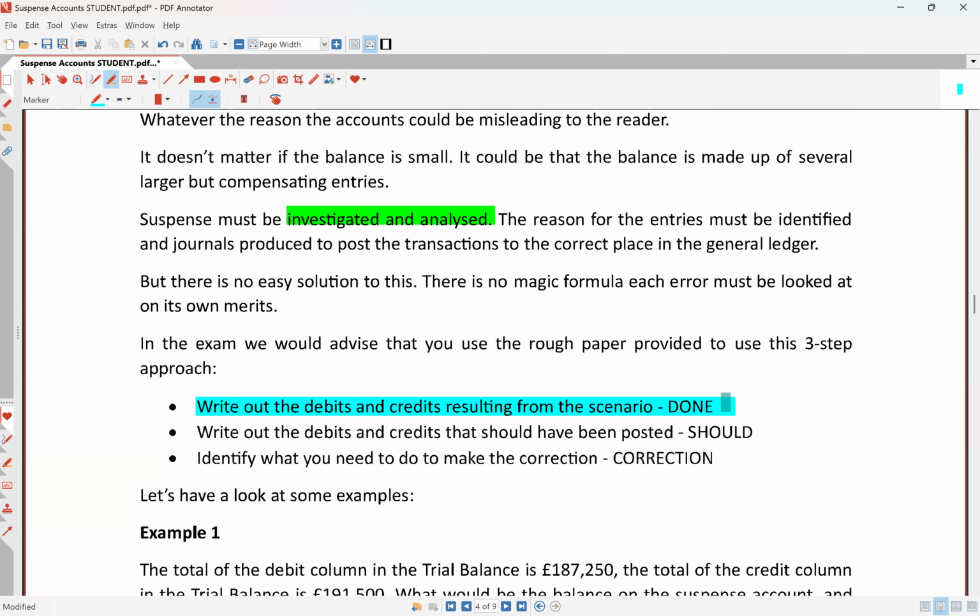Hopefully at that point you'll spot and go, oh, that shouldn't be there. For example, we've posted sales as a debit. Well, sales should have been a credit. What you then do is write out the debits and credits that should have been posted. What's the correct journal that it should be? And then you can work out how to correct it: the difference between the two. The done, the should, the correction. So we're going to have a look at a couple of examples.